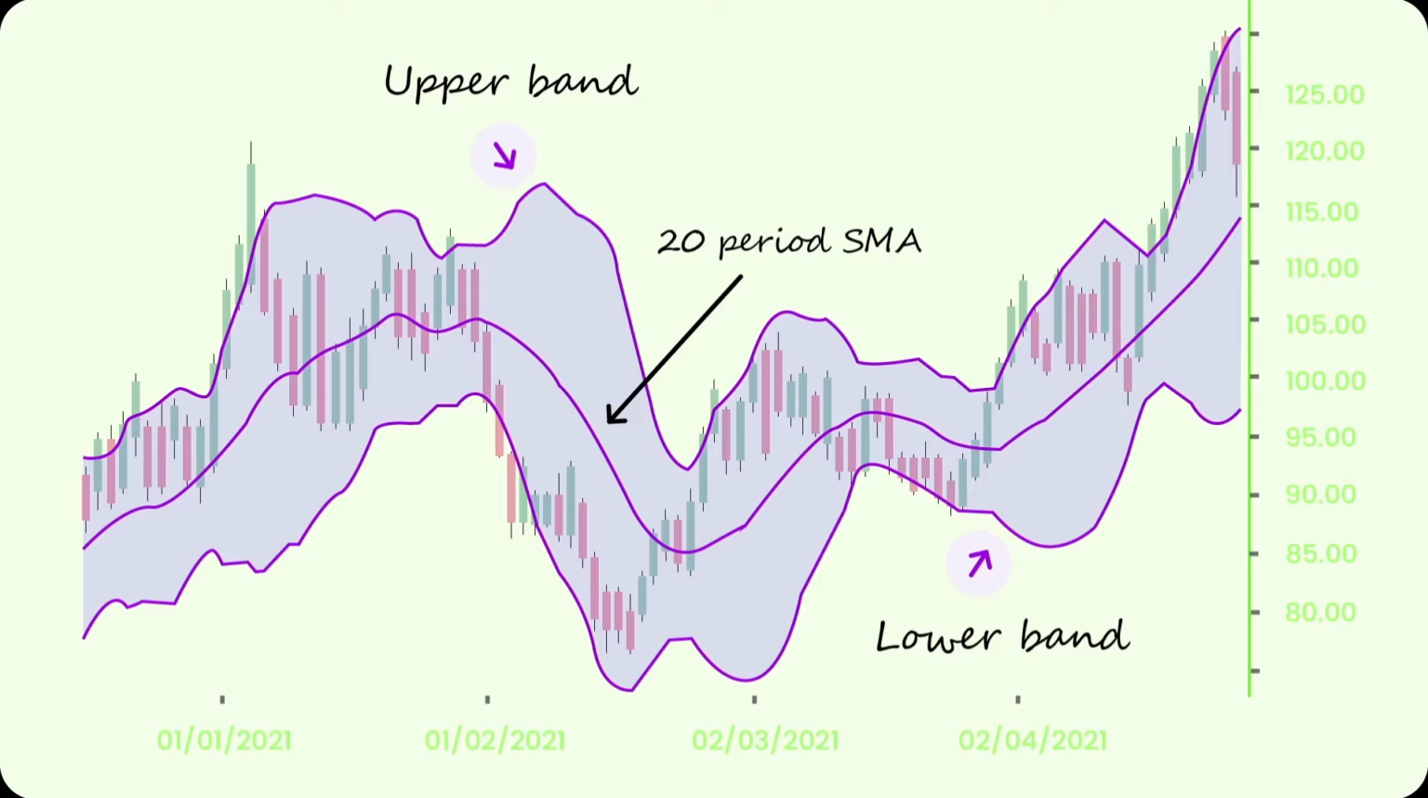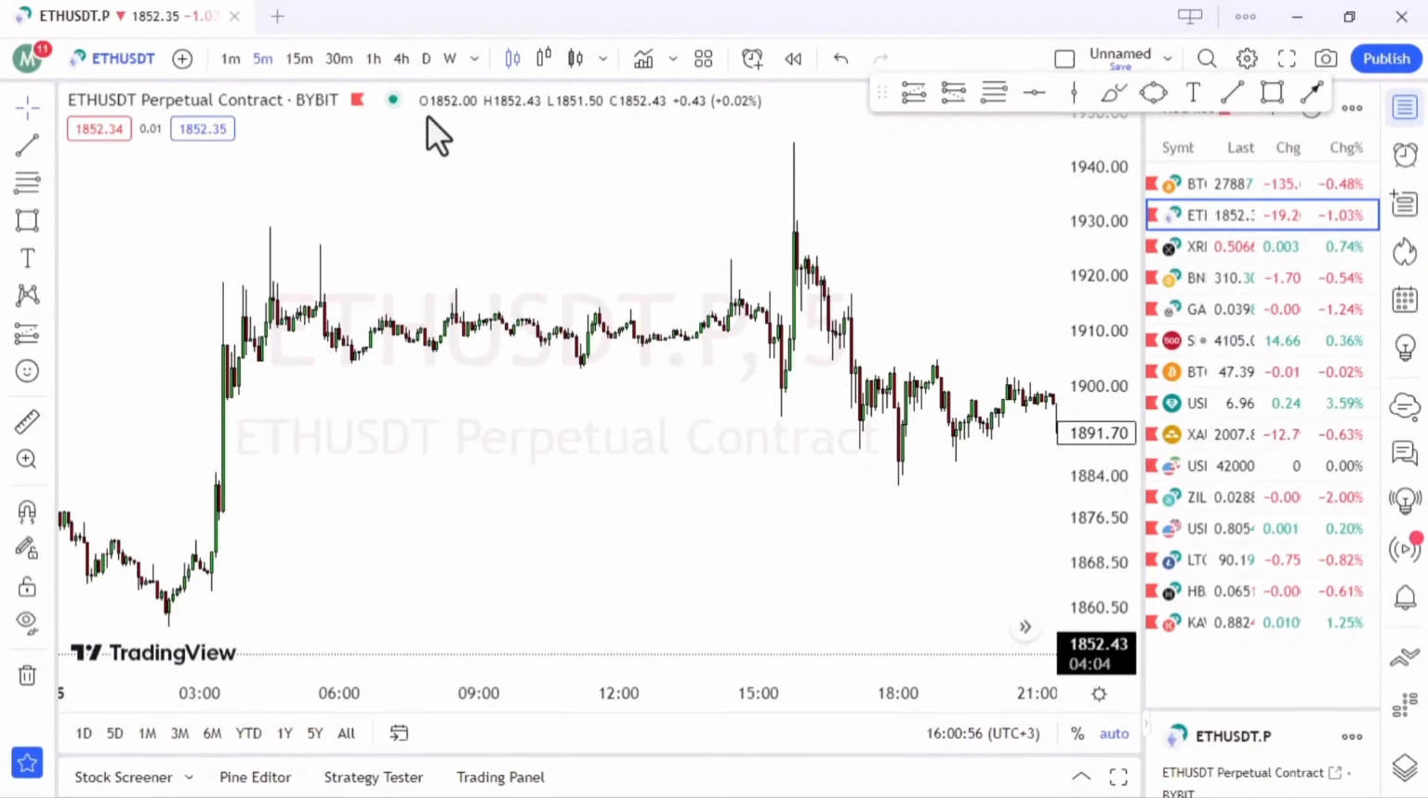However, it's important to keep in mind that Bollinger Bands are just one tool in your trading arsenal and should always be used in conjunction with other indicators and analysis. Now let's go to the chart and see some examples. So let's first find the Bollinger Bands.